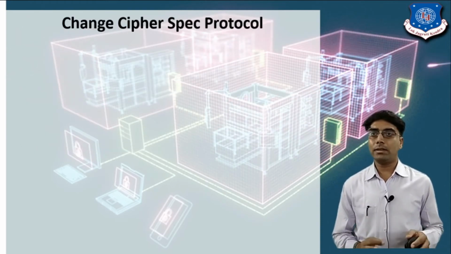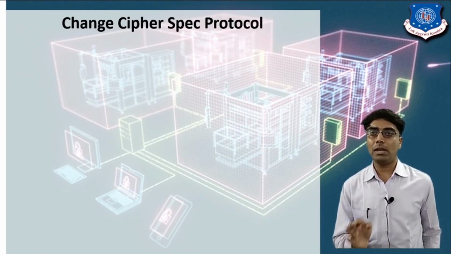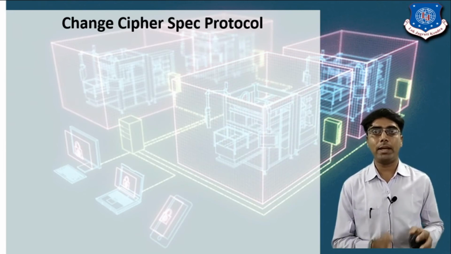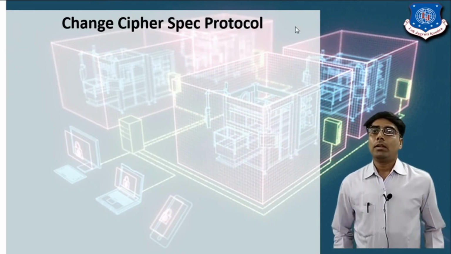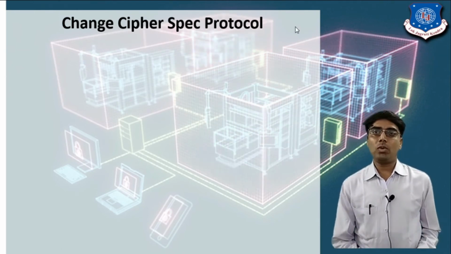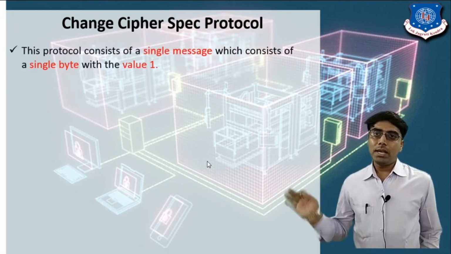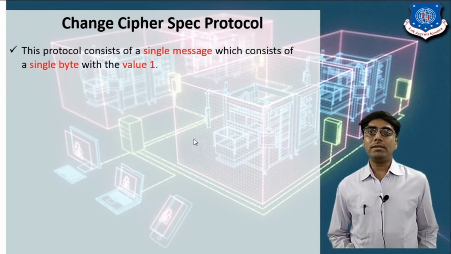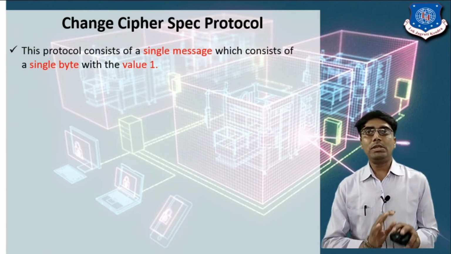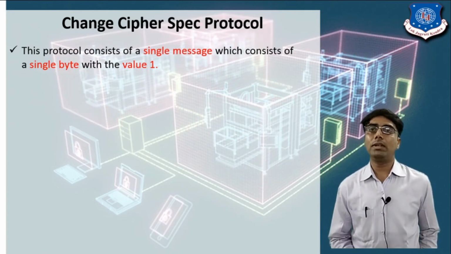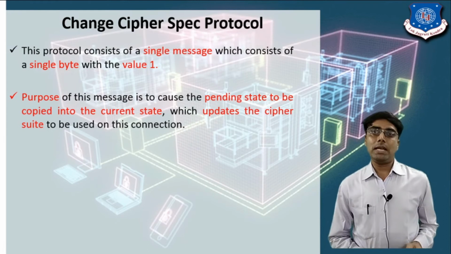Now the next is the change cipher spec protocol. We have completed one protocol, which is called the SSL record protocol. This is a very important protocol for SSL. Now the next protocol is called the change cipher spec protocol. The change cipher spec protocol consists of a single message, which consists of a single byte with the value 1. Now why do we use the change cipher spec protocol?